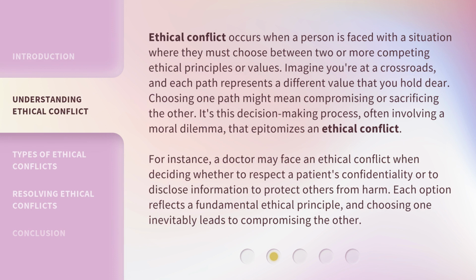Ethical conflict occurs when a person is faced with a situation where they must choose between two or more competing ethical principles or values. Imagine you're at a crossroads, and each path represents a different value that you hold dear. Choosing one path might mean compromising or sacrificing the other. It's this decision-making process, often involving a moral dilemma, that epitomizes an ethical conflict.